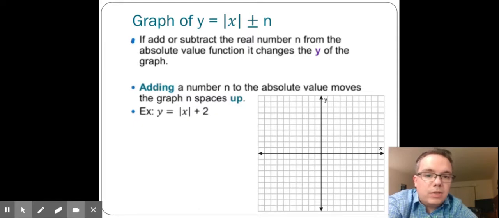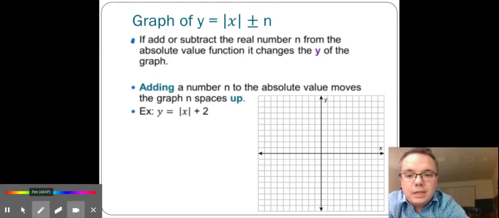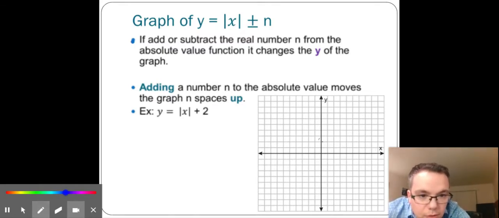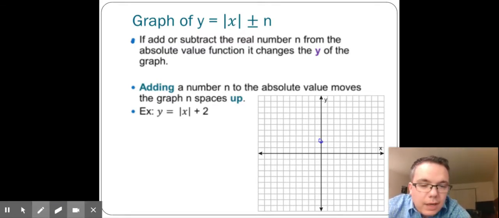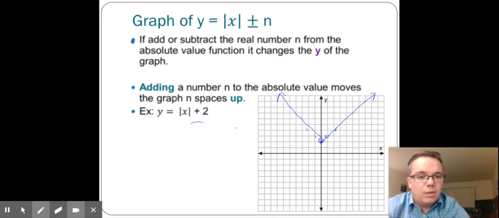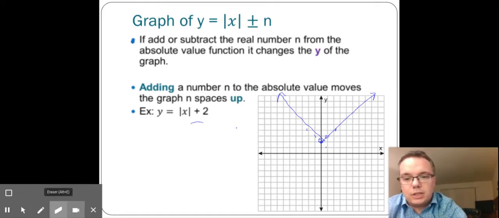So adding a number to the absolute value moves it up 2. Our parent function started at 0, 0, so if we move up 2, we'll be at 0, 2. And then remember, we went up 1 over 1 in each direction, so we're still going to go up 1 over 1 in each direction and make a line. All that happened to our absolute value function when we added 2 outside was everything moved up 2. So our V just went up 2.